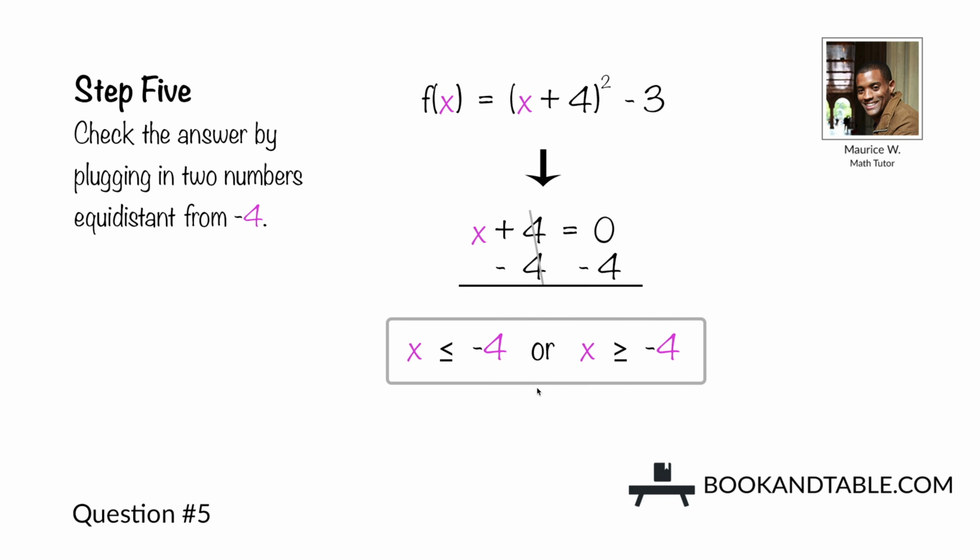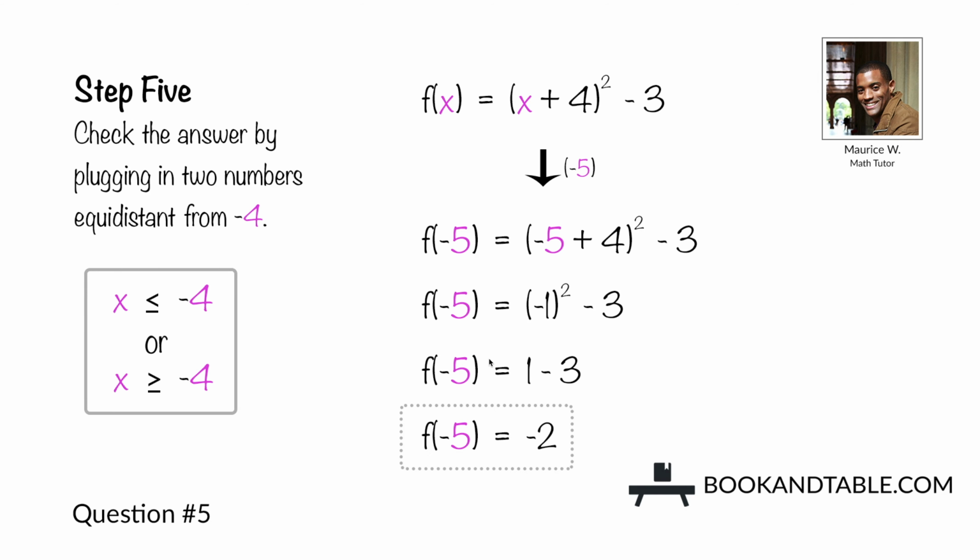And now step 5, we can check the answer by plugging in two numbers equidistant from negative 4. So we'll go one below to negative 5 and one above to negative 3. f of negative 5 is equal to negative 5 plus 4, which would be negative 1. And negative 1 squared would be positive 1. And 1 minus 3 is equal to negative 2.